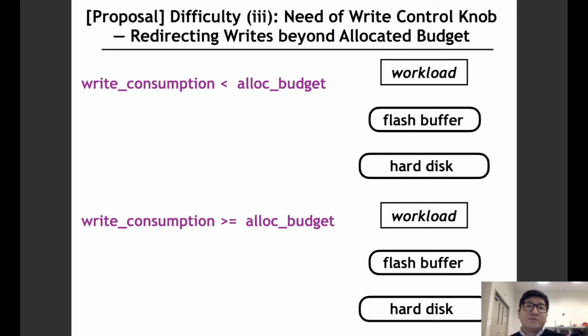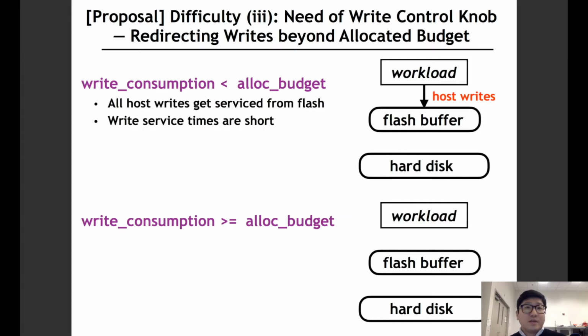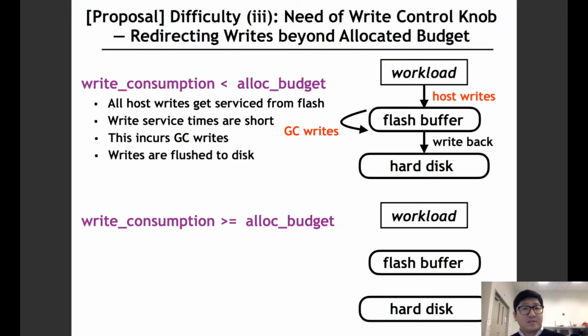When the number of consumed writes is smaller than the number of allocated writes, all host writes can get serviced from Flash, and their service times are short. Note that this includes GC writes as well, device internally. We also assume that writes are flushed to disk in the background.